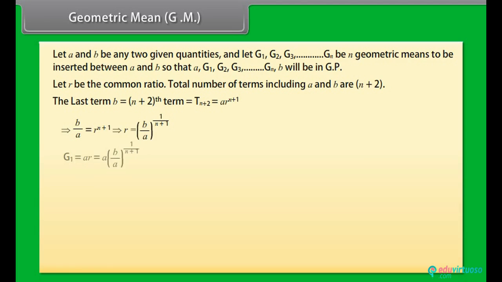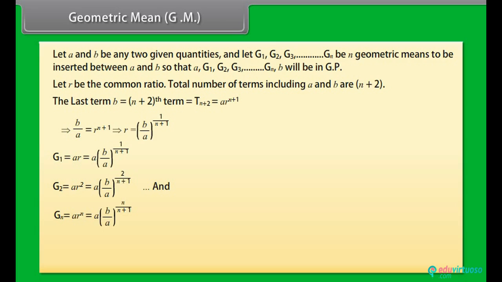G1 is equal to a into r, which is equal to a into (b by a) raised to power 1 by (n plus 1). G2 is equal to a into r squared, which is equal to a into (b by a) raised to power 2 by (n plus 1). And so on. And Gn is equal to a into r raised to the power n, which is equal to a into (b by a) raised to power n by (n plus 1). Hence, the n geometric means are these, and they can be inserted between a and b.